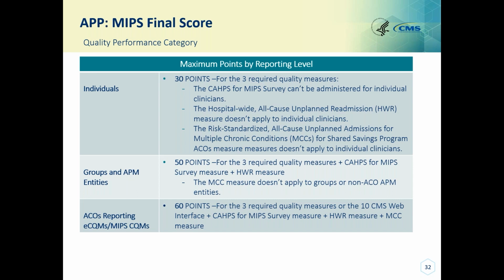If you are a group or other APM entity aside from SSP, you can earn up to 50 points for the quality category, and that score would be based on the CAPS measure, as well as the HWR. The MCC measure is not applicable to groups or APM entities aside from SSP ACOs. And then lastly, if you're an SSP ACO, you can earn up to 60 points based on the 3 CQMs, the CAPS, and the 2 administrative claims measures. Next slide.